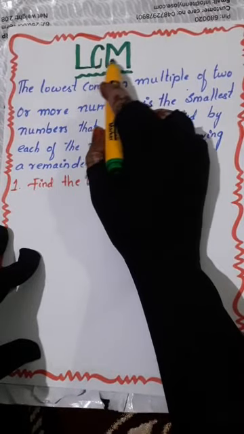So what is meant by LCM? LCM stands for lowest common multiple. So what is the definition of LCM? The lowest common multiple of two or more numbers is the smallest number that can be divided by each of the numbers without leaving a remainder. I will explain this definition by taking one example.